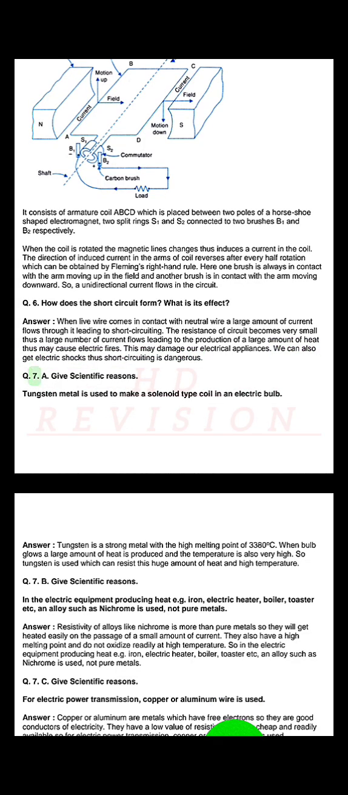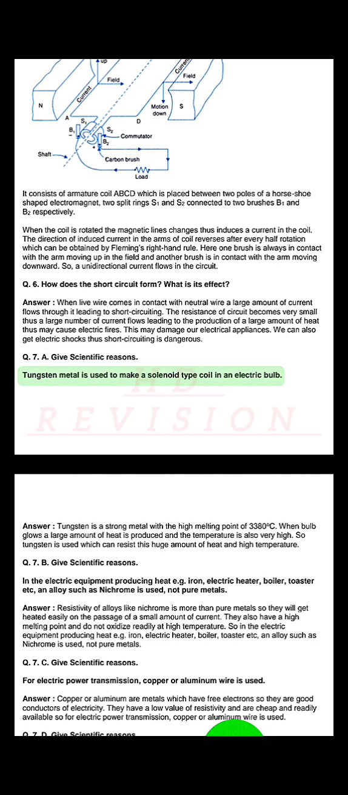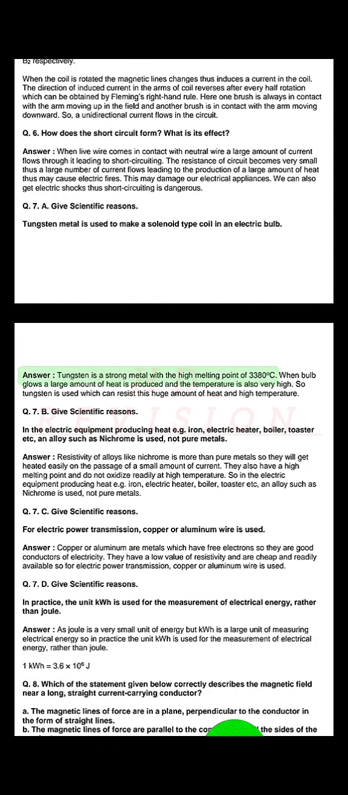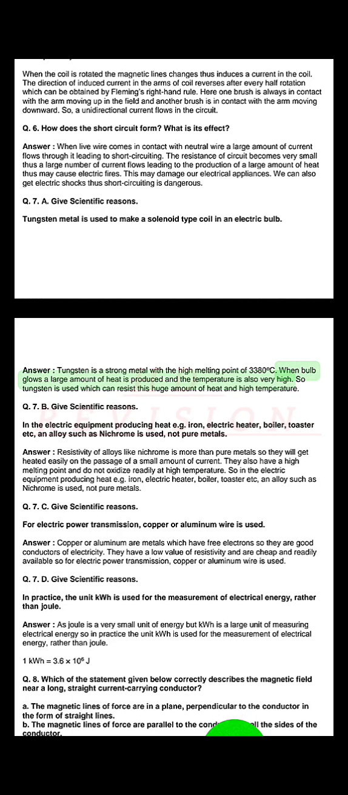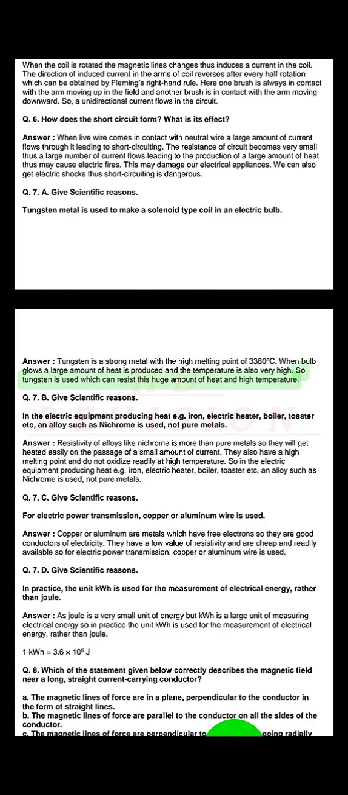Q. 7. A. Give scientific reasons. Tungsten metal is used to make a solenoid-type coil in an electric bulb. Answer. Tungsten is a strong metal with the high melting point of 3380 degrees Celsius. When the bulb glows, a large amount of heat is produced and the temperature is also very high. So tungsten is used, which can resist this huge amount of heat and high temperature.